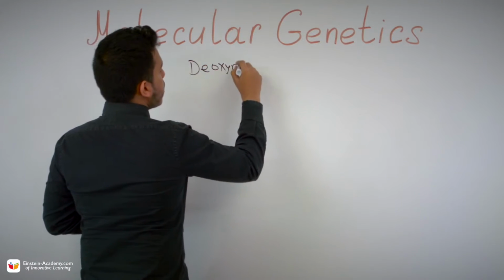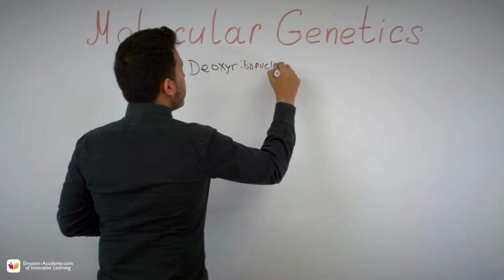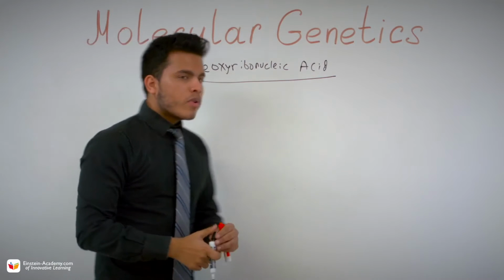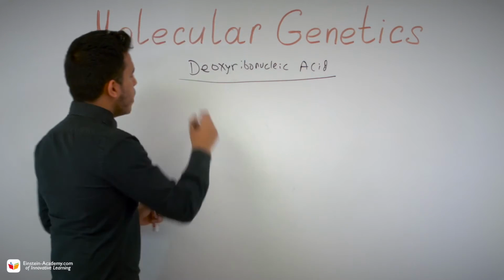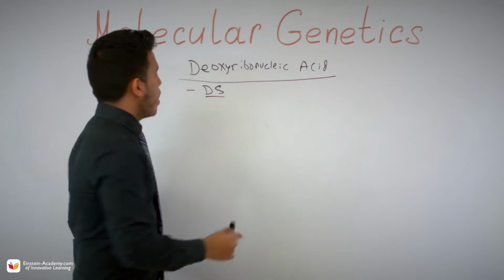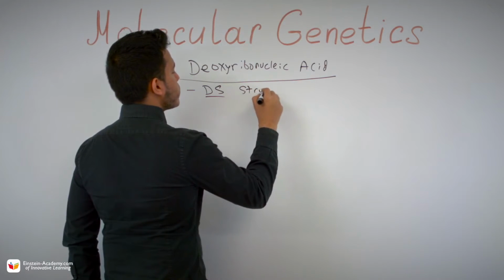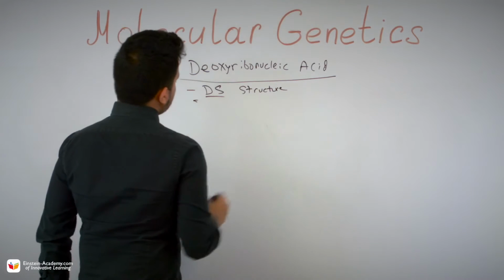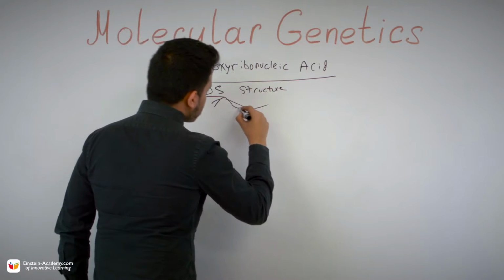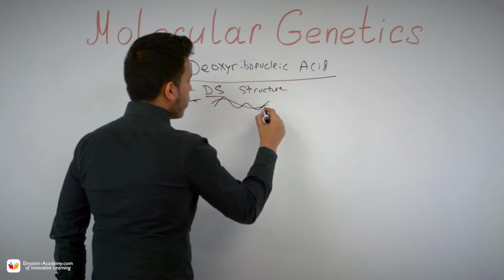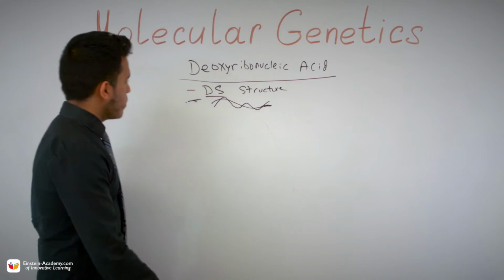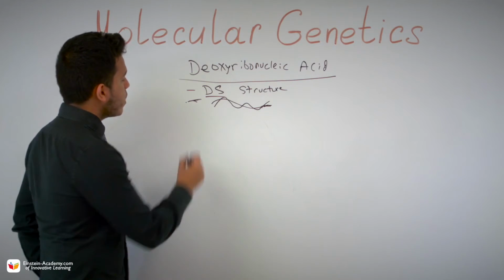Deoxyribonucleic acid. Let's talk about it. Deoxyribonucleic acid. It's a double-stranded structure. I'm going to label it as DS. DS means double-stranded. We have a helix-shaped structure, right? It's intertwined, it's twisted. It's like a twisted ladder, as some scientists have described DNA.